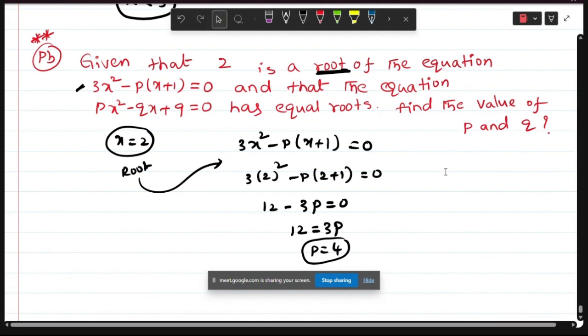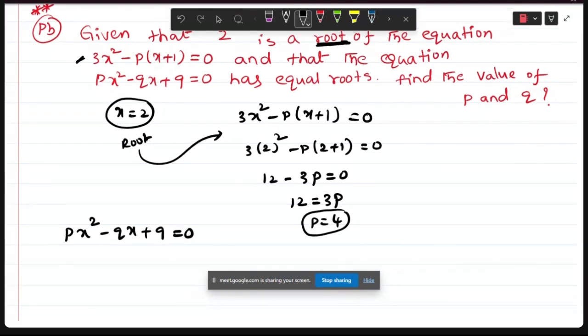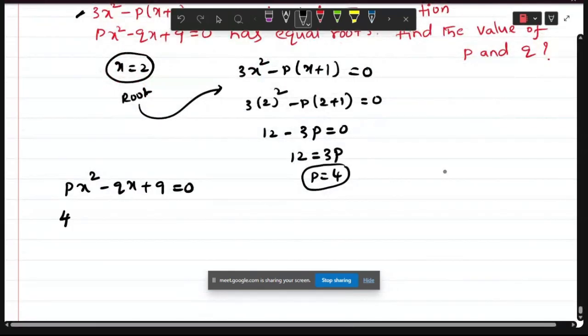Clear, ma'am? Any doubt? No, sir. Okay. Next, what is the next question? Next is px square minus qx plus 9 is equal to 0. What is the p value? p is 4, you know.